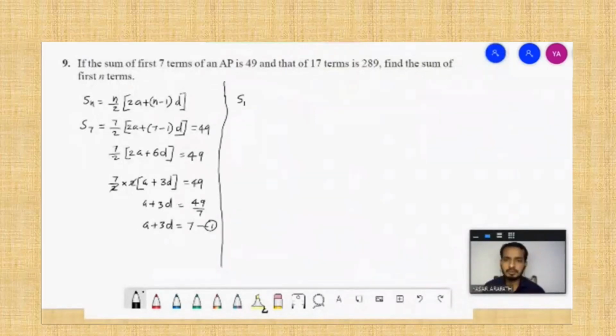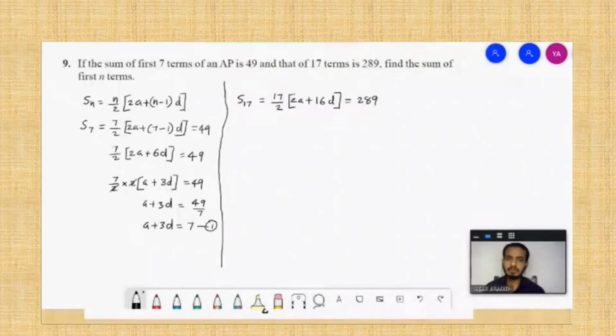S17 is equal to, not 7 by 2, but 17 by 2. n by 2 means 17 by 2, into (2a plus (n minus 1)d). So 2a we write as it is. Then n minus 1, n is 17, so n minus 1 is 16. So 16d. And this is given as 289.